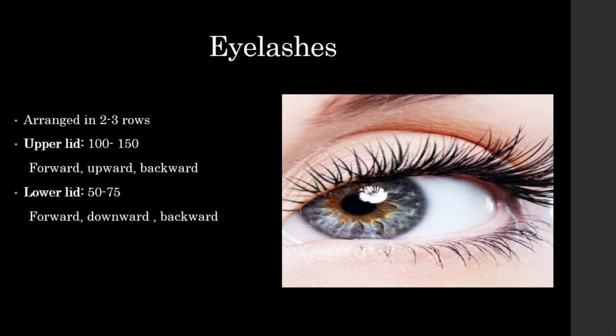Eyelashes are usually arranged in 2 to 3 rows, and the upper eyelid contains about 100 to 150 lashes, which are directed forward, upwards, and backwards. And the lower eyelid has about 50 to 75 lashes. They are directed forwards, downwards, and backwards.